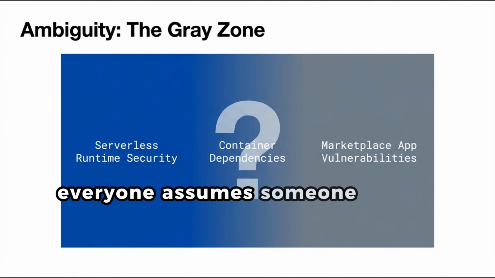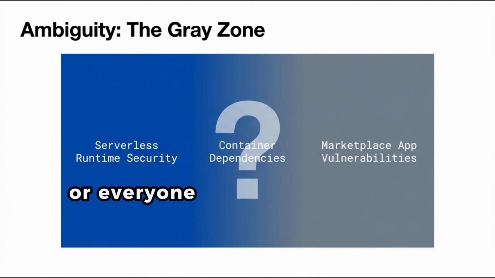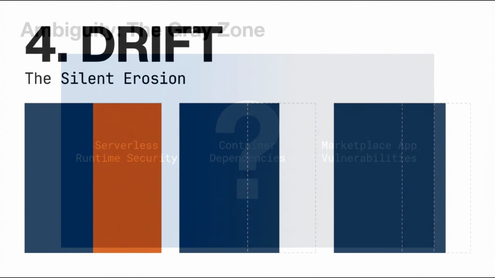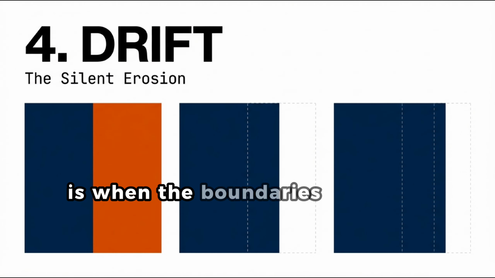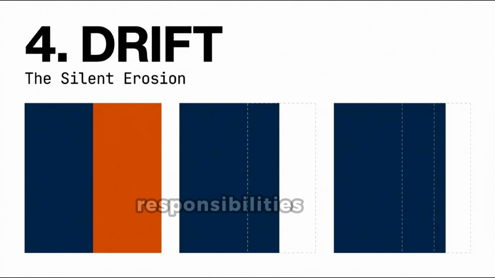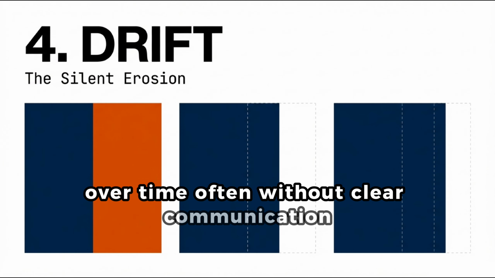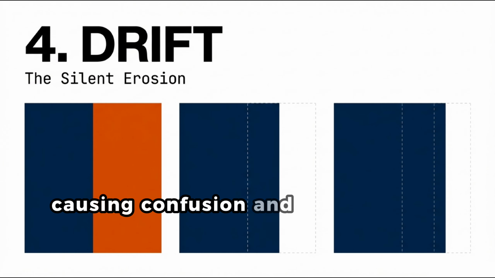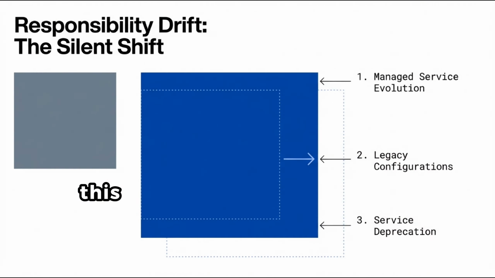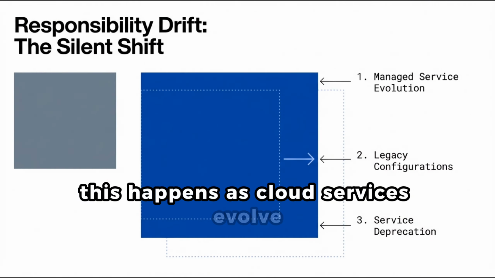Everyone assumes someone else is handling it, or everyone assumes they're not responsible, and critical security controls simply don't get implemented. Responsibility drift is when the boundaries between provider and customer responsibilities shift over time, often without clear communication, causing confusion and security gaps. This happens as cloud services evolve.